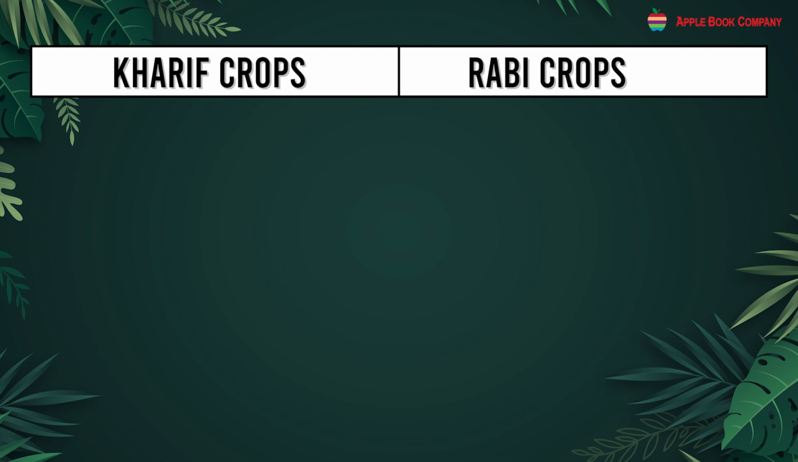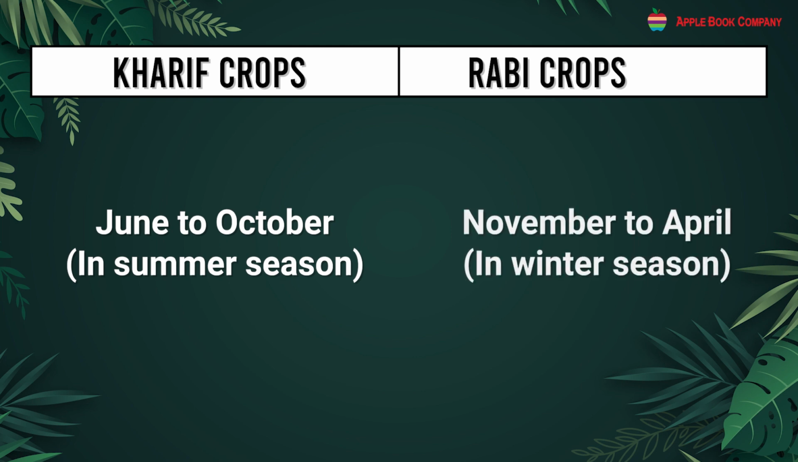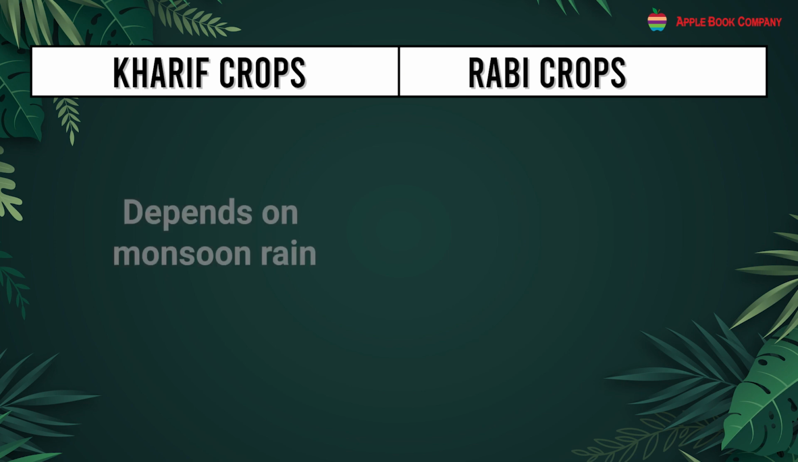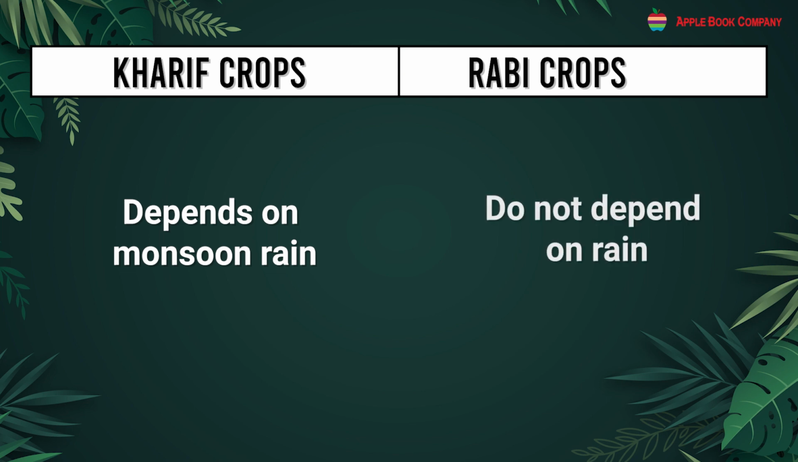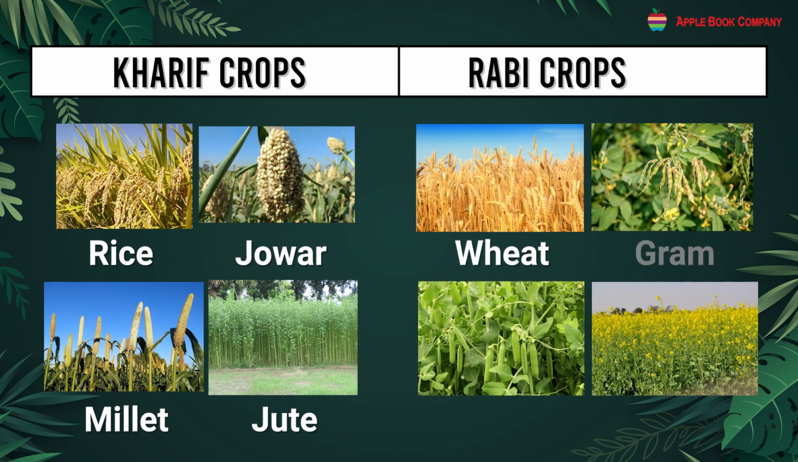Kharif crop, Rabi crop. Suitable time for Kharif crop: June to October, in summer season. Rabi crop: November to April, in winter season. Suitable soil for Kharif crop: clay soil. For Rabi crop: loamy soil. Kharif crop depends on monsoon rain. Rabi crop does not depend on rain. Examples of Kharif crops: rice, jowar, millet, jute. Examples of Rabi crops: wheat, gram, peas, mustard.